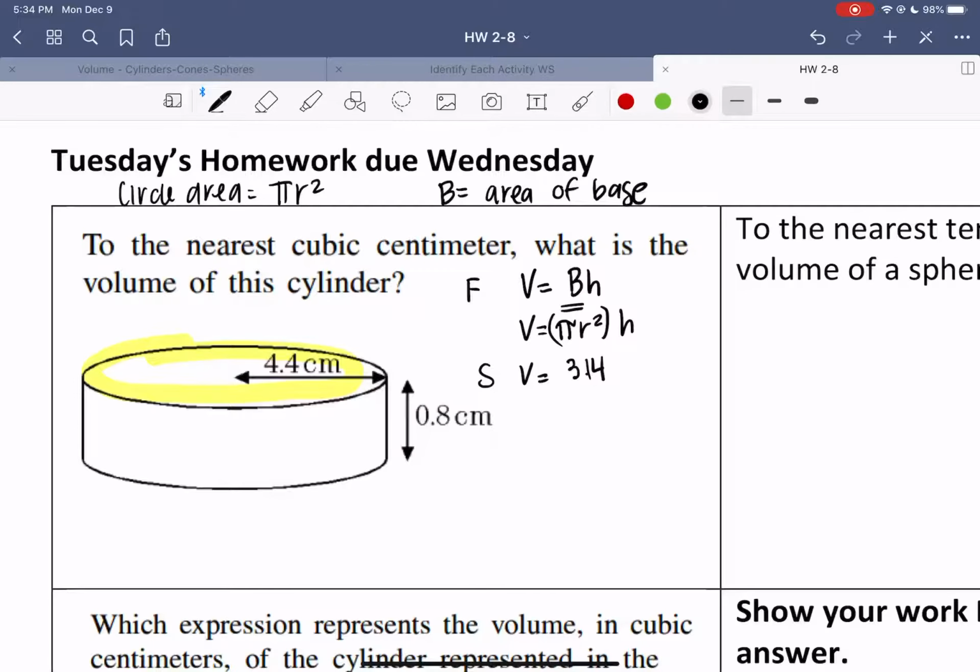3.14 times our radius, which is 4.4 squared. And then we're going to multiply that by our height of 0.8. When we solve this, you can put it into your calculator just like this: 3.14 times 4.4 squared times 0.8. That will give us a volume, and we're to the nearest cubic centimeter.